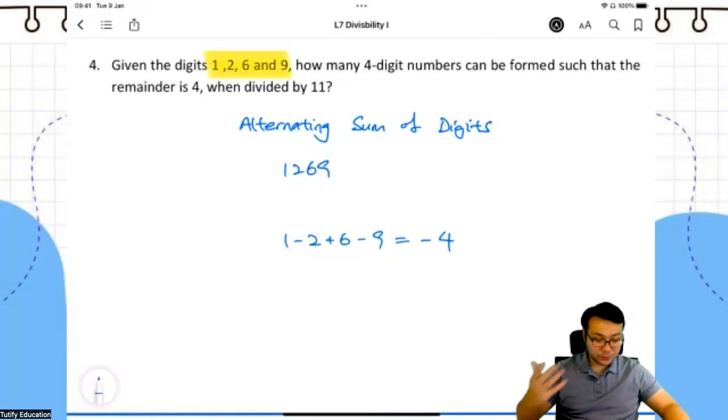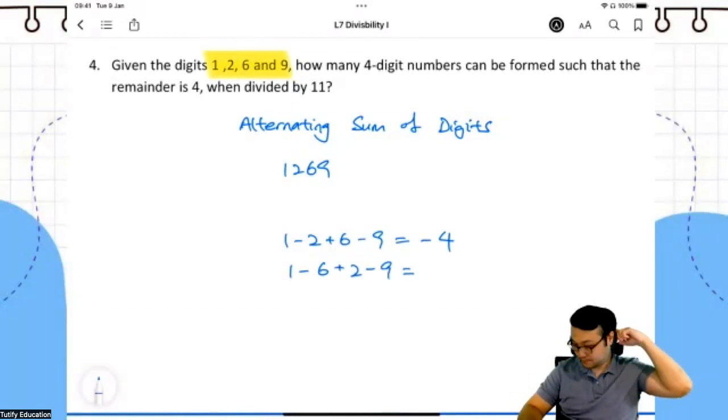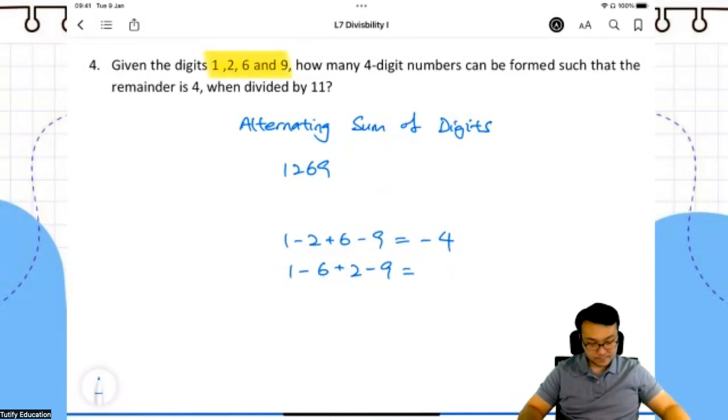Now, there are different ways to permute this. Maybe 1 minus 6 plus 2 minus 9. What do we get? 1 minus 6 plus 2 minus 9 is negative 12. Yes, negative 12.